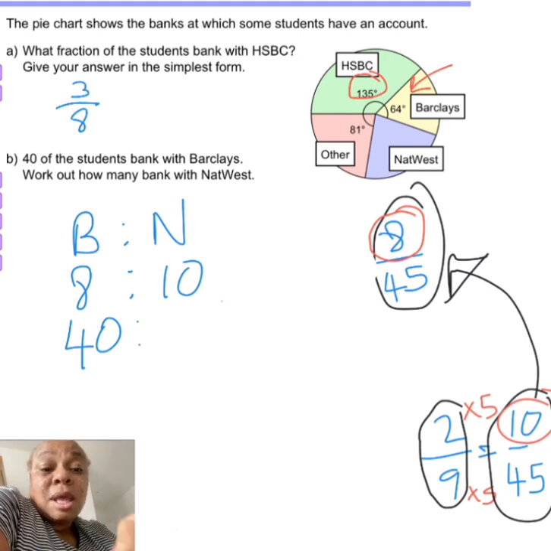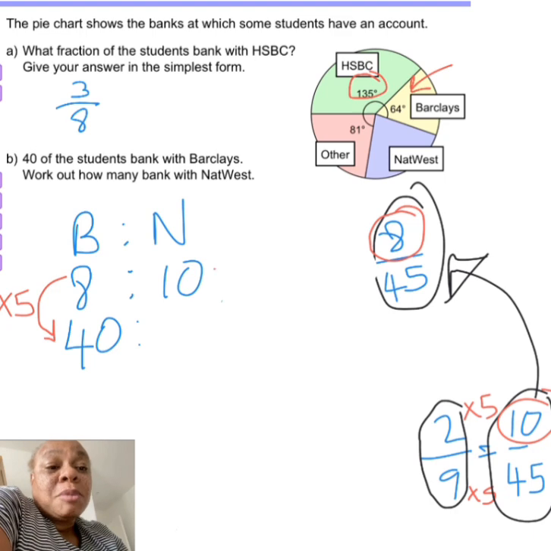What do I do to 8 to get me to 40? I have to multiply that by 5, so I'm also going to have to multiply 10 by 5, and that will give me 50. So 50 students bank with NatWest.